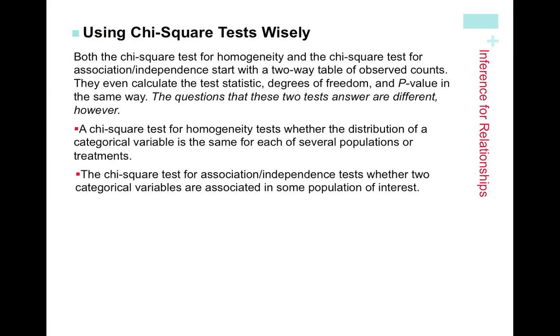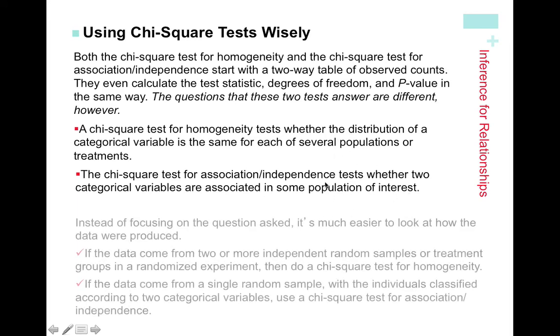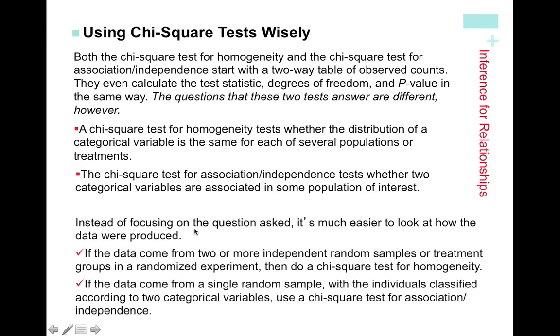And just remember the difference between the two tests here. The test of homogeneity tests whether the distribution of the variable is the same for several populations or treatments. So remember, there are multiple things here. The test of association or independence is for one population, okay? These both have two-way tables, though. So just look at how the data was collected. You can pause this if you want to read through it.